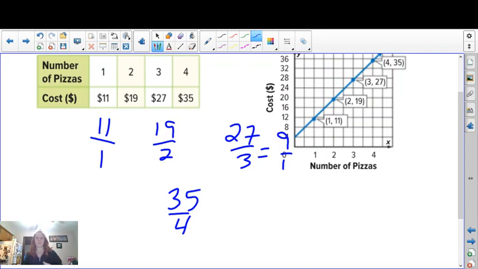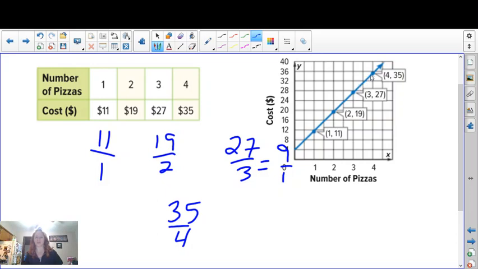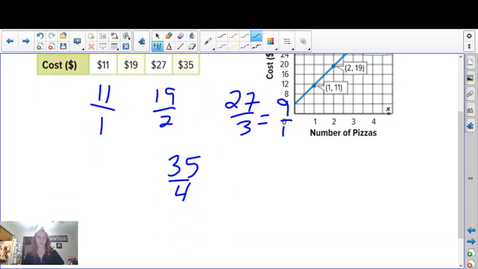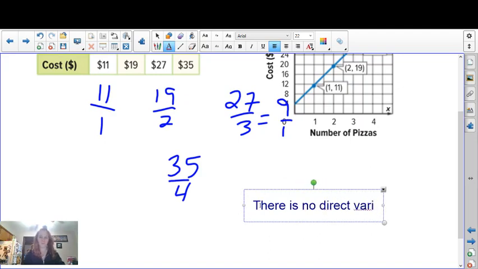So even though this is a straight line, a linear representation, the proportions for each dollar amount per amount of pizza are not constant. So for this example, I can with very good certainty say that there is no direct variation, because the rate at which I would pay for each pizza as I increase is not consistent.